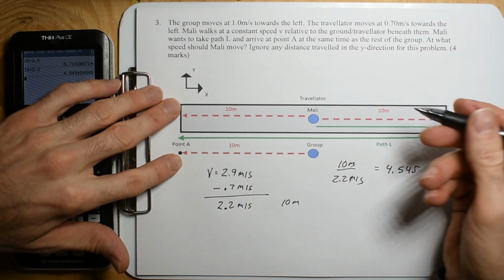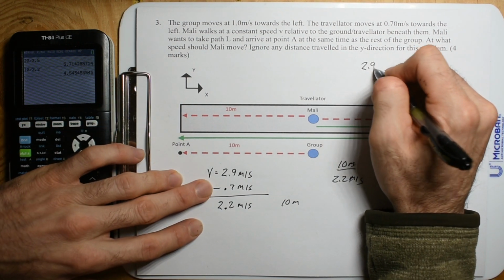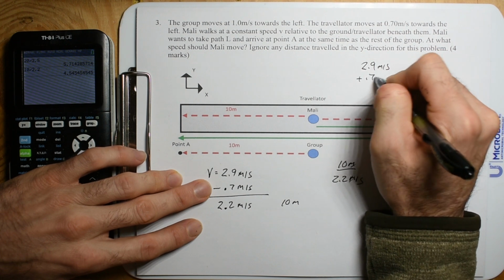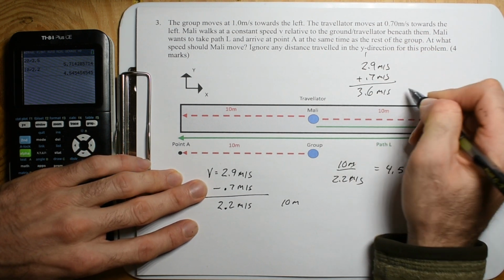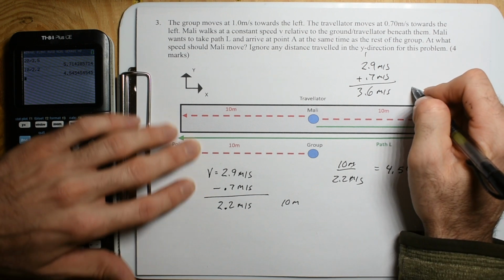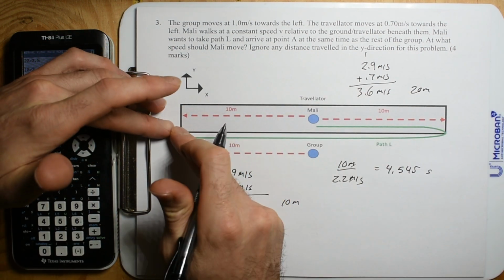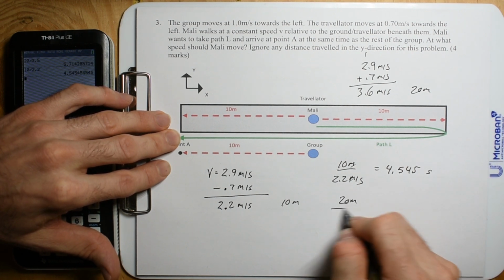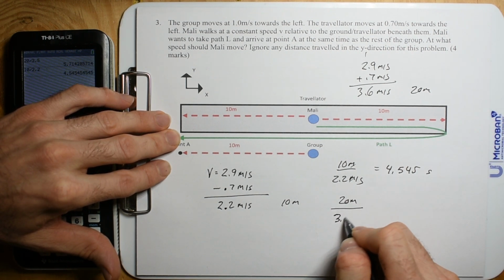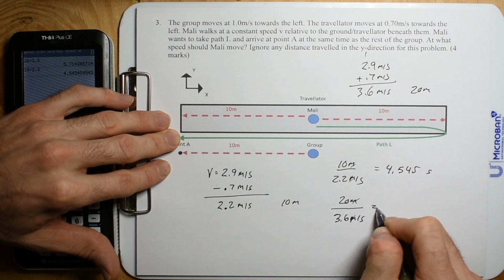Now on the return trip, we're going to have 2.9 meters per second plus 0.7. All right, so we get 3.6 meters per second. We have to travel a distance of 20 meters all the way back to here. And so, cool, we're going to be 20 meters divided by 3.6 meters per second.